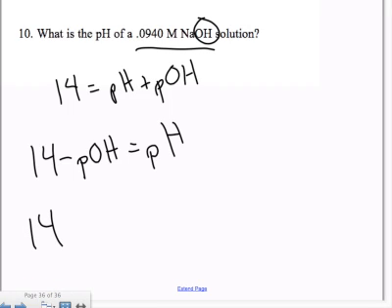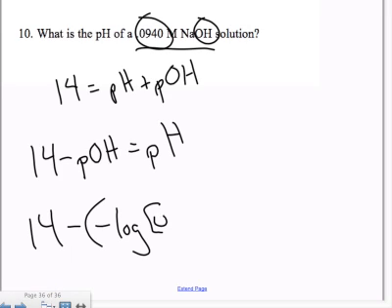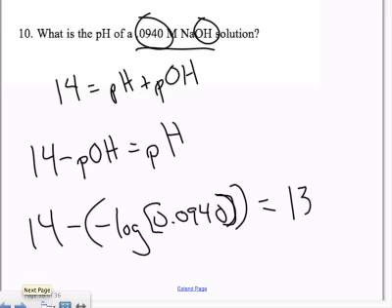So 14 minus pOH. pOH is the negative log of the OH concentration, which is the same as the concentration of the solution, 0.094. And when I do that out, 14 minus the negative log of that number, I end up with a pH of 13.0. That's the pH.